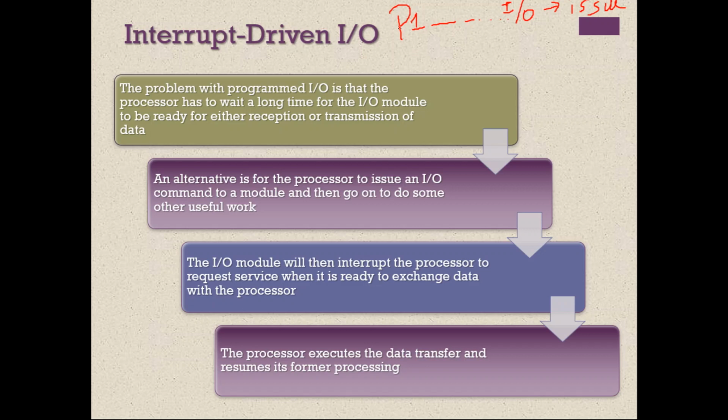So after issuing the IO command, this process P1 will be kept in waiting state, or you can call it the IO wait state. Until IO is completed, this process cannot proceed further. So it will be moved to the waiting queue, as you can recollect from operating systems. After issuing the IO command, P1 will move to the waiting state, and the CPU will start executing process 2. So now the CPU is executing process 2.